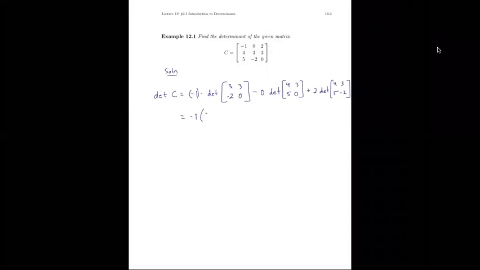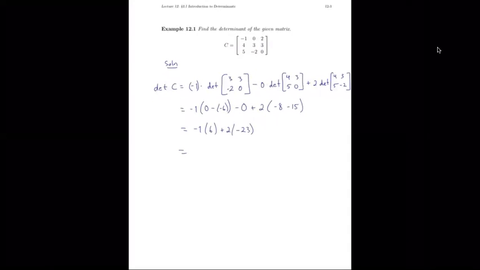So this leaves us with 0 minus negative 6, and then minus 0 for this expression, and then plus 2 times 4 times negative 2 is negative 8, minus 3 times 5 is 15. So we end up with negative 1 times a positive 6, plus 2 times negative 23, and we end up with negative 6 plus negative 46, and that leaves us with negative 52.